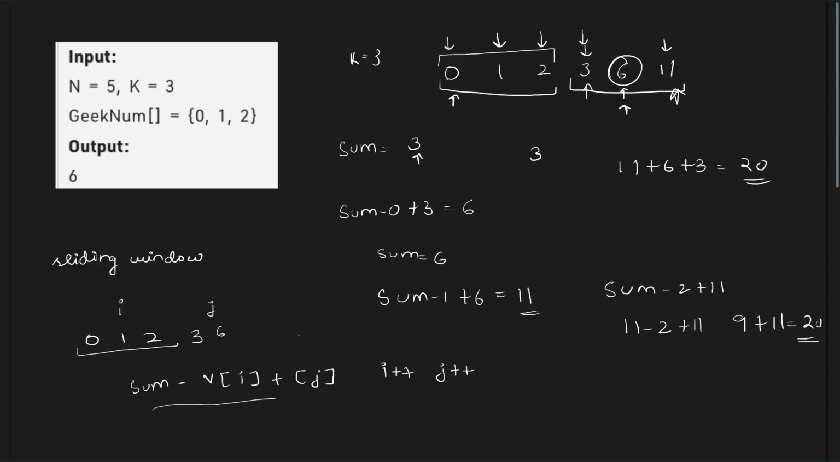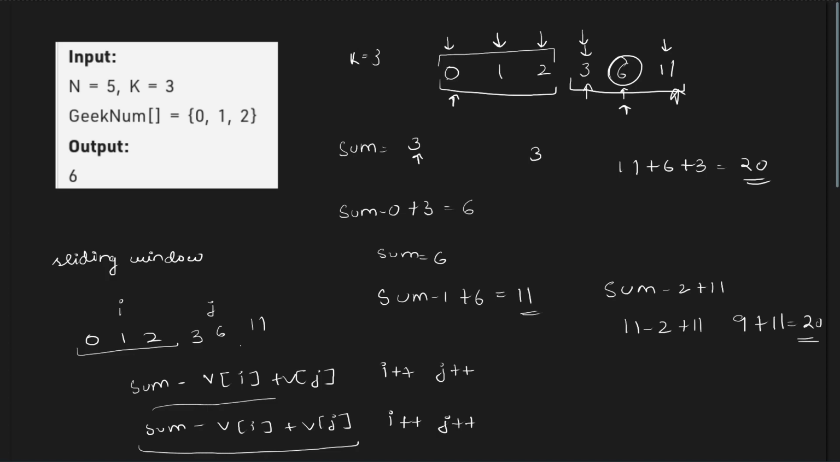Again, to find the next number, what you do is sum minus v of i plus v of j, right? And again i plus plus and j plus plus. You will find the new integer here, and it will be 11. So you just have to continue this process till you find the nth number, and this whole process will be O of n.